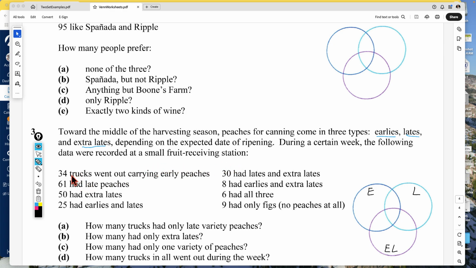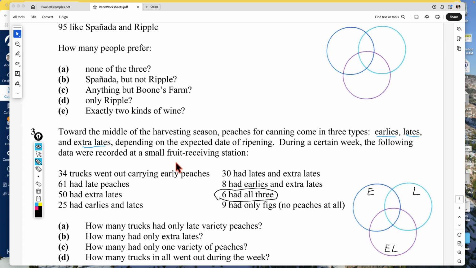And what you'll see is there's trucks. 34 trucks went out carrying only early peaches, 61 had late peaches, 50 had extra late peaches. So the natural thing is to start saying, oh, there's 34 early peaches, so I would put that here. But no, what you want to do is find the center ring first. So you keep reading and you see that 6 trucks had all 3.